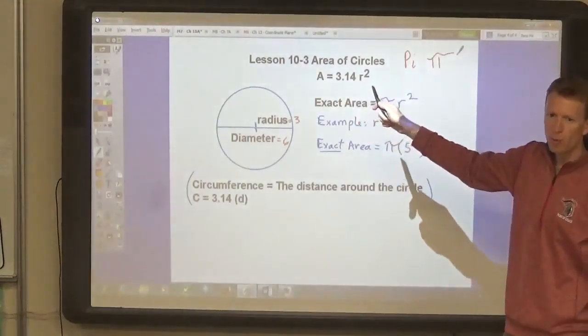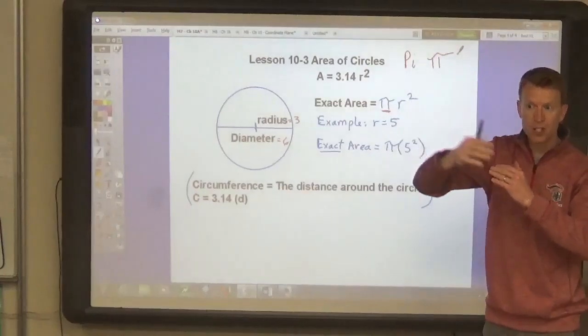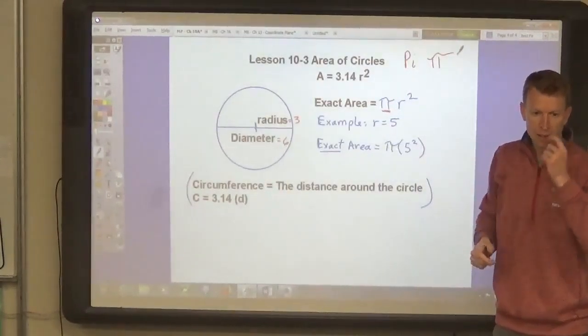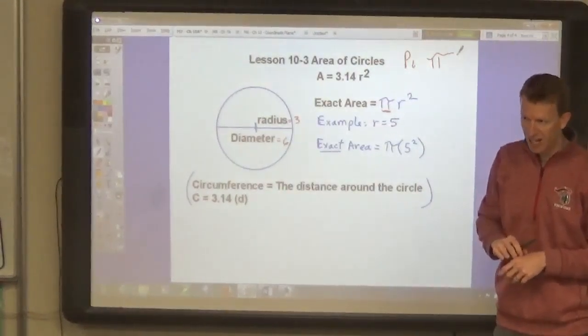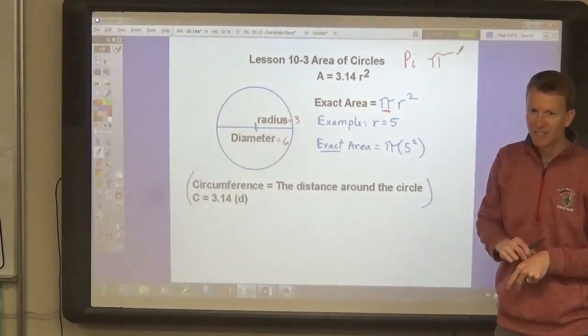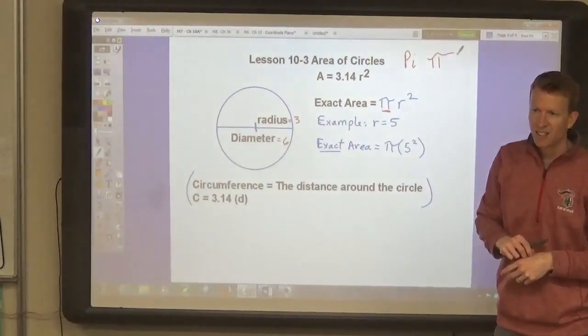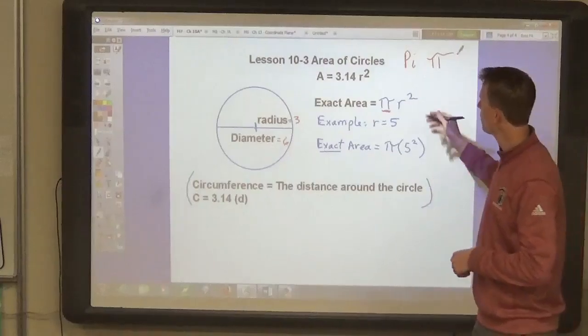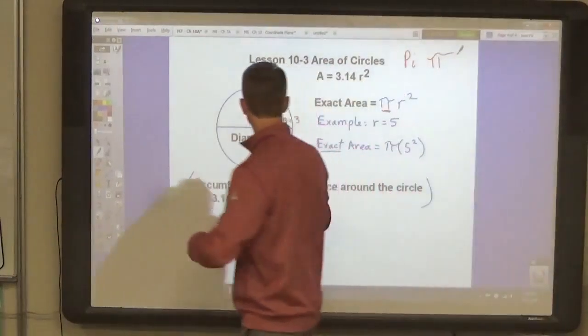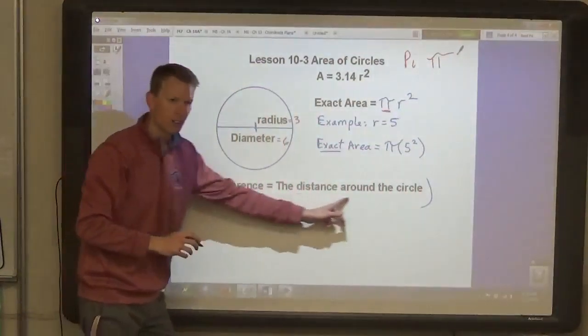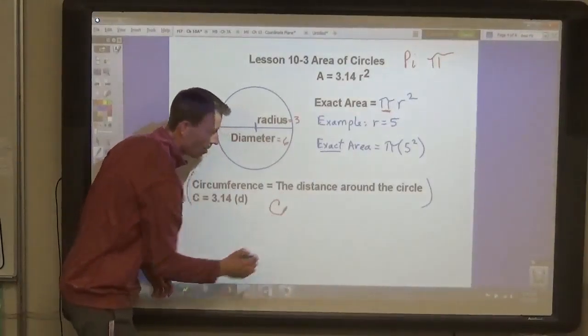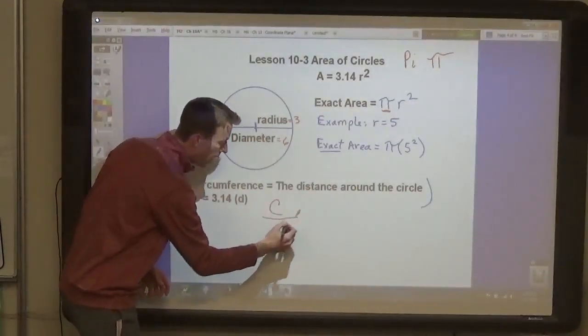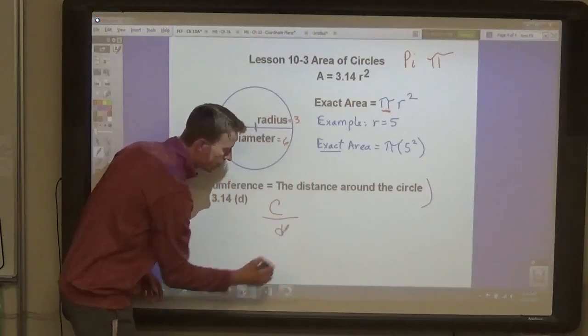It comes from a ratio, or a division between. It's a Greek letter, yep. It comes from the circumference of the circle, the distance around the circle, divided by the circle's diameter.